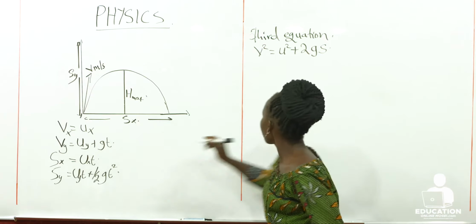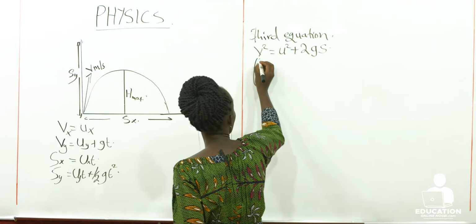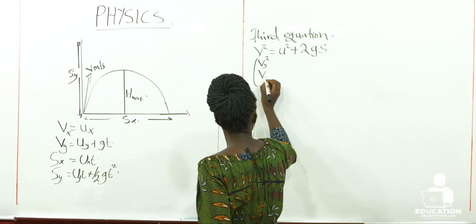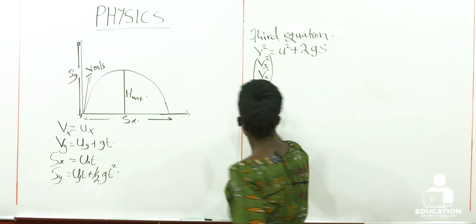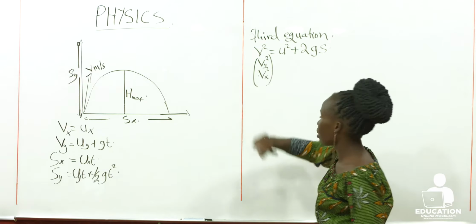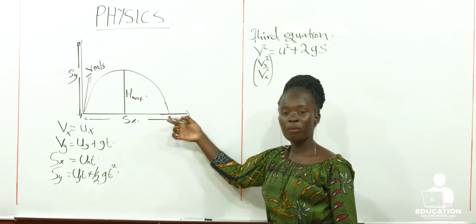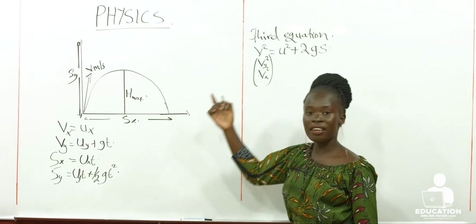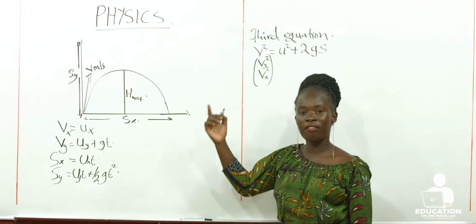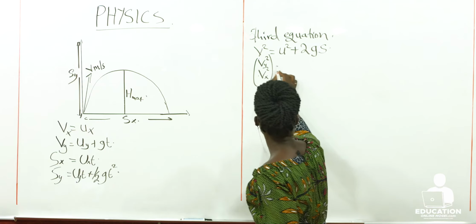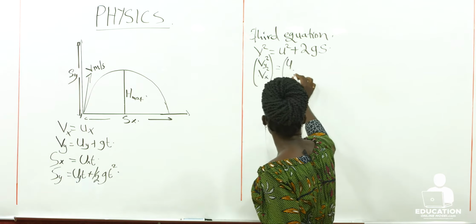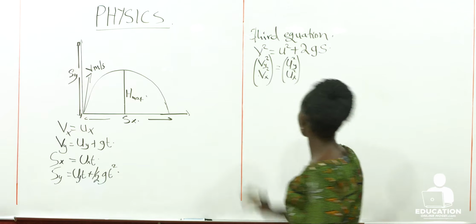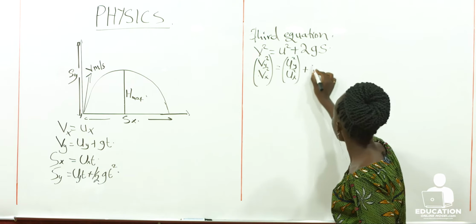What happens? You'll see that if we change it, having it in the matrix form, we shall have our V squared Y, and then our V squared X. The V squared X means the velocity of the body when it's moving in the horizontal direction, and the Vy is giving us the velocity of this body when it's taking the vertical direction. So we shall have it equals to the U squared Y, and then we have U squared X. So we have then plus our 2.